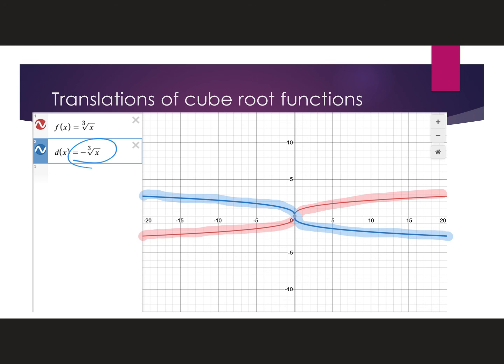So those are the different translations of cube root functions. I hope that if you have any questions, you will see me. You should have noticed these patterns. I will see you in class.